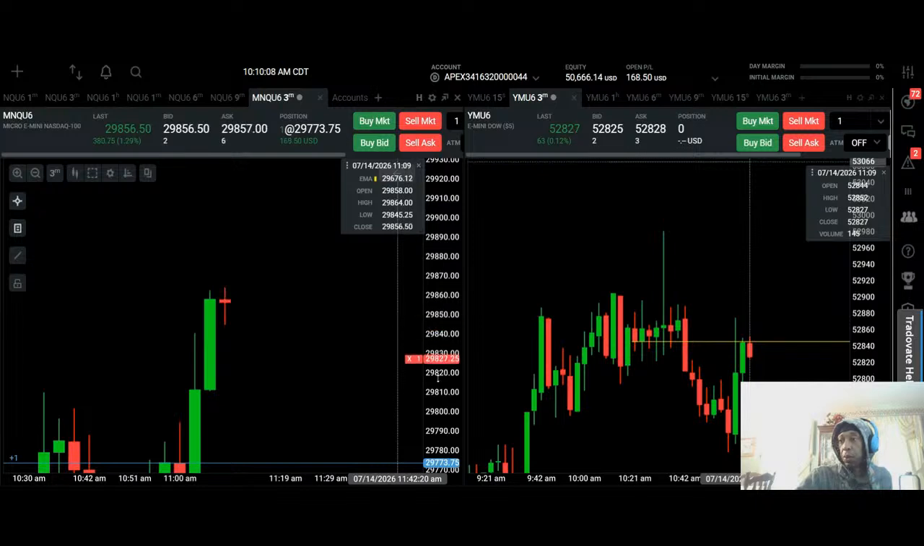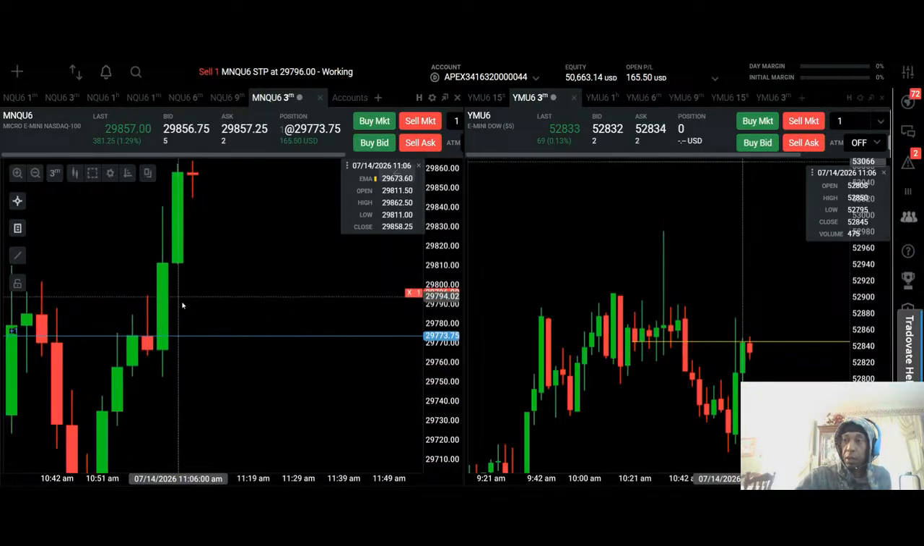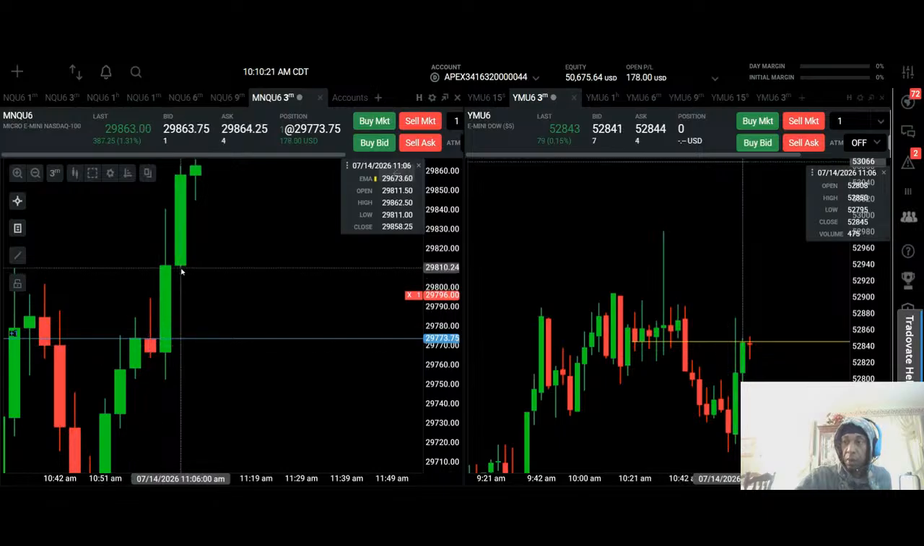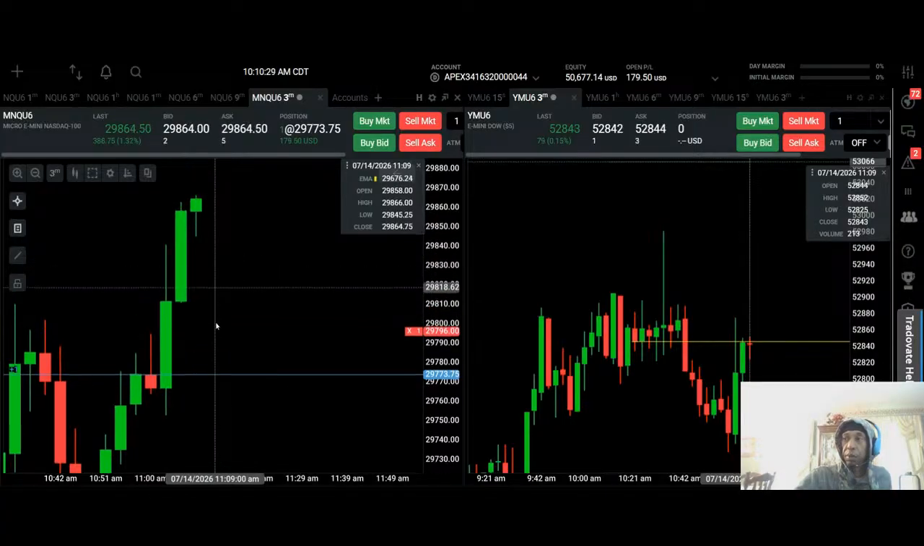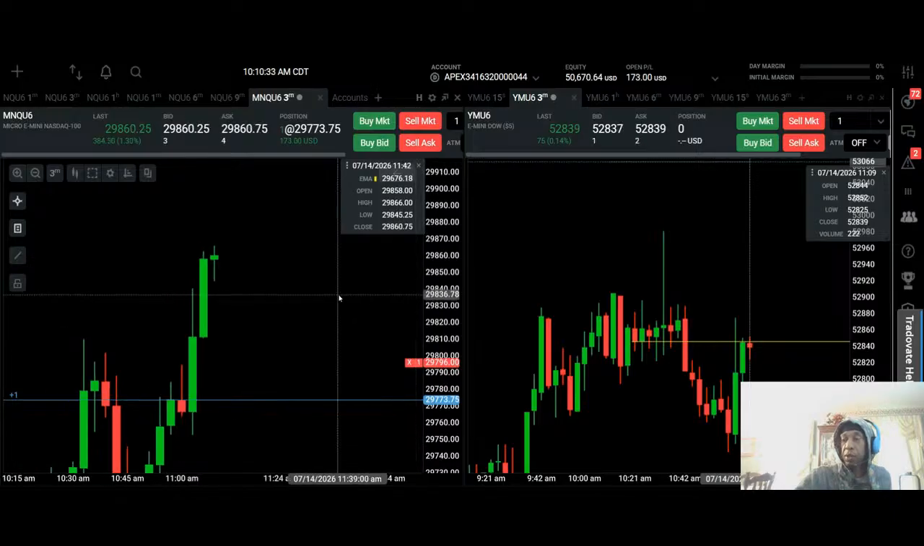So what I'm going to do is leave it at this fair value gap right here, between the 11 a.m. and the 11:06 candle. This is a 3-minute. So that fair value gap should hold if we're truly bullish right now. So that's going to be my lowest barrier. This should just keep going right now, dude.